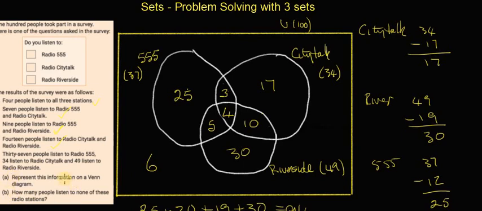So represent the following information on the Venn diagram. That's part A, you've done that. And part B, how many people listen to none of these? So 6 people listen to none. Okay, right, let's move on to another one of these.